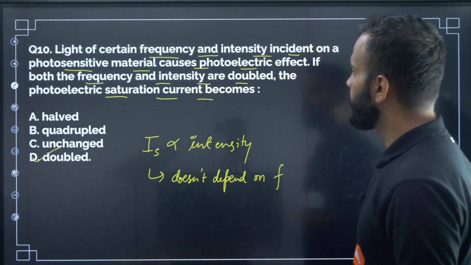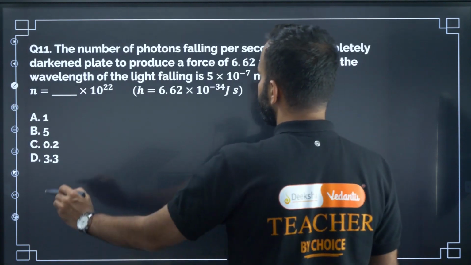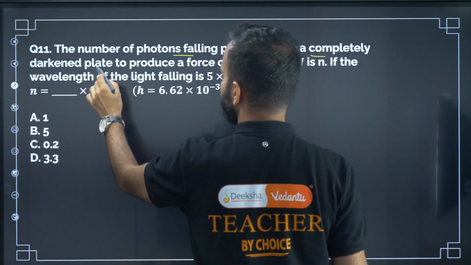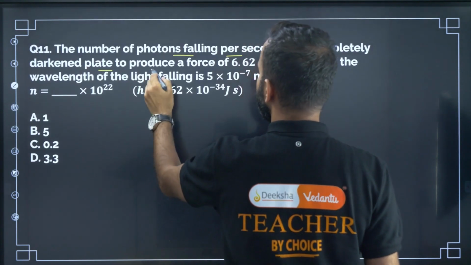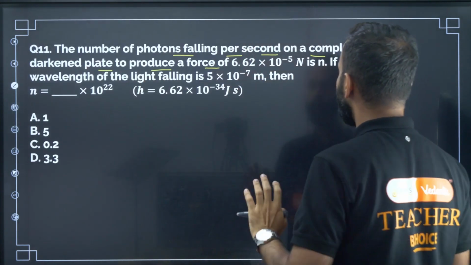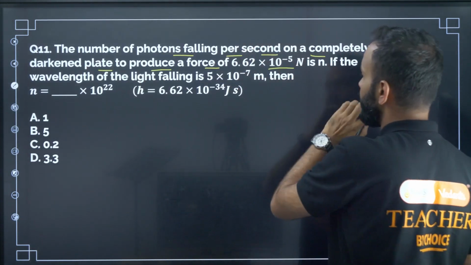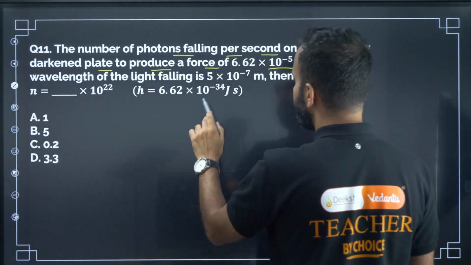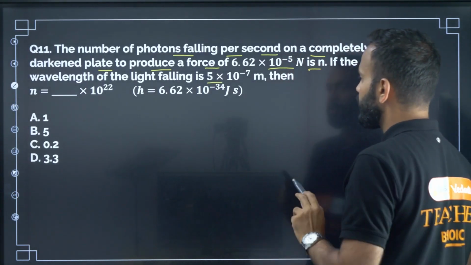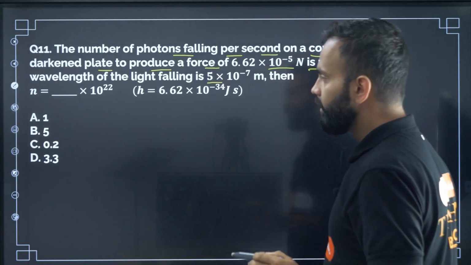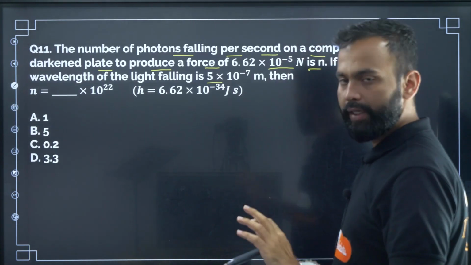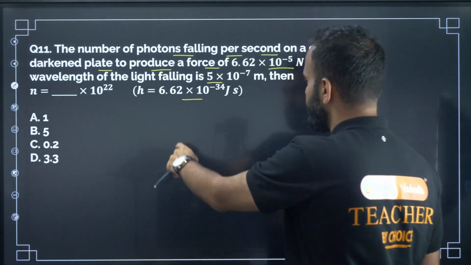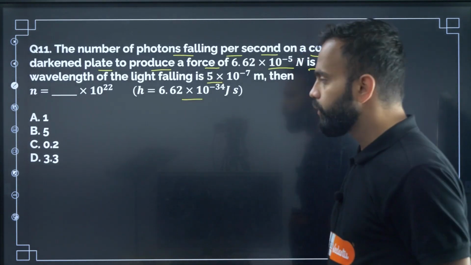Next question, question number 11. The number of photons falling per second on a completely darkened plate to produce a force of 6.62 into 10 to the power minus 5 Newton is n. The wavelength of the light falling is 5 into 10 to the power minus 7 meter. Then we need to find the value of n. Planck's constant is given, 6.62 into 10 to the power minus 34 joule second.